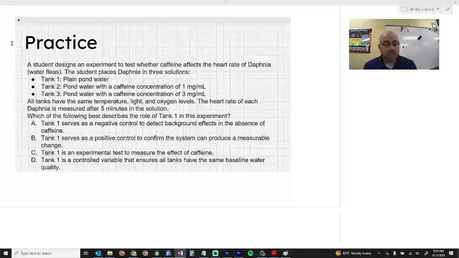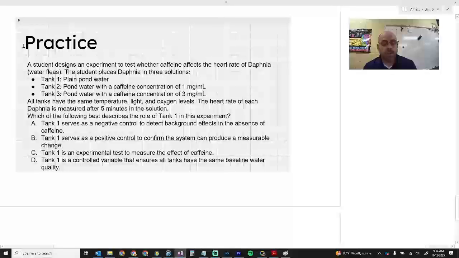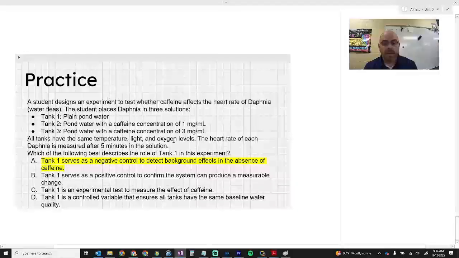Which one says that? Looks like A. It says that tank 1 serves as a negative control. Let's see if that's correct. Okay, it is. Forgot to ask you to pause, but that's okay. Hopefully this was helpful.